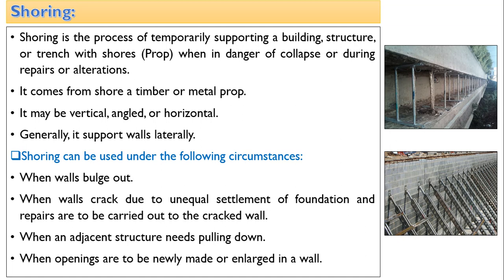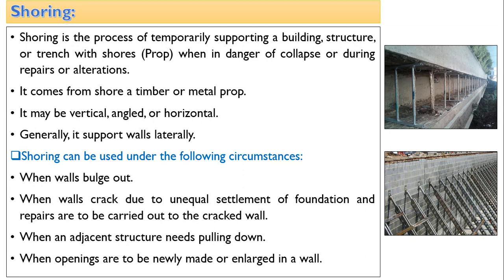The word comes from shore, a timber or metal prop. So shores may be of timber, may be of metal. It may be vertical, angled or horizontal. The shore may be completely vertical, may be angled or may be horizontal. Generally, it supports walls laterally. Shoring can be used under the following circumstances. What are the circumstantial conditions where shoring is a must?